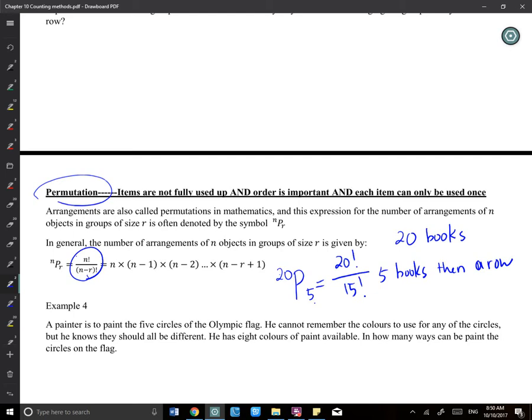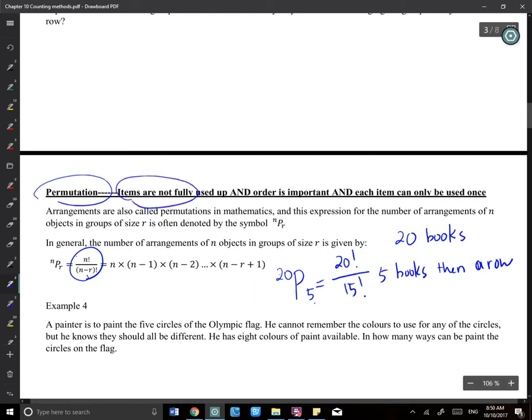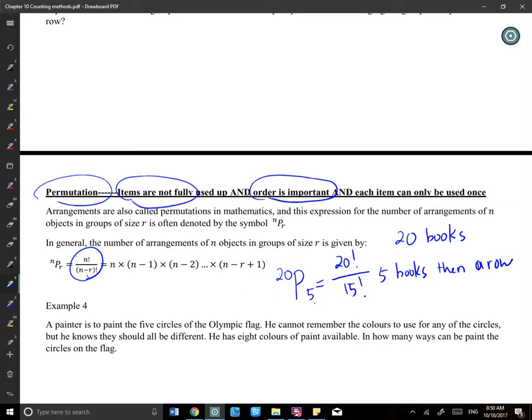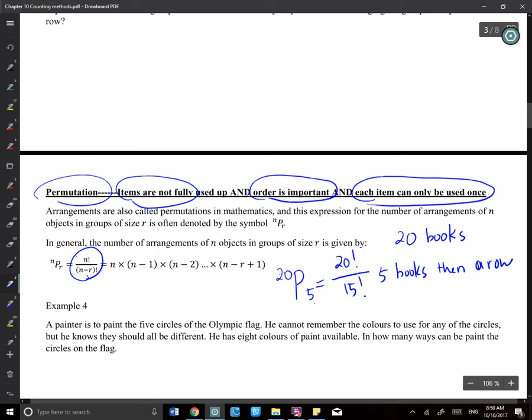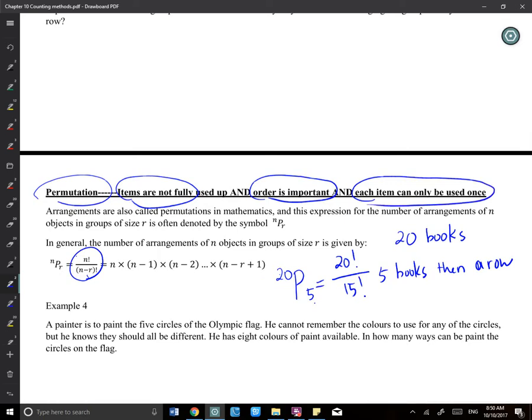So the requirements to use permutation are: items are not fully used up, I only select 5 from the 20. The order is very important, I care about the order. And each item can only be used once. One book cannot be put in 2 places, so each item is used exactly once. This is called a permutation.